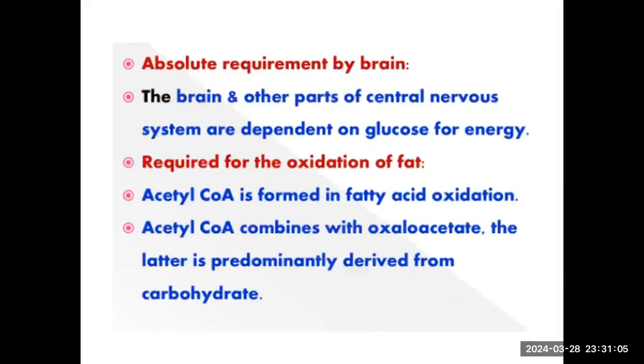Absolute requirement by the brain. Remember that our brain keeps on working all the time, and our brain requires 120 grams of glucose per day. It's a huge amount. 120 grams of glucose is required by our brain daily. The brain and other parts of the central nervous system are dependent on glucose for energy.